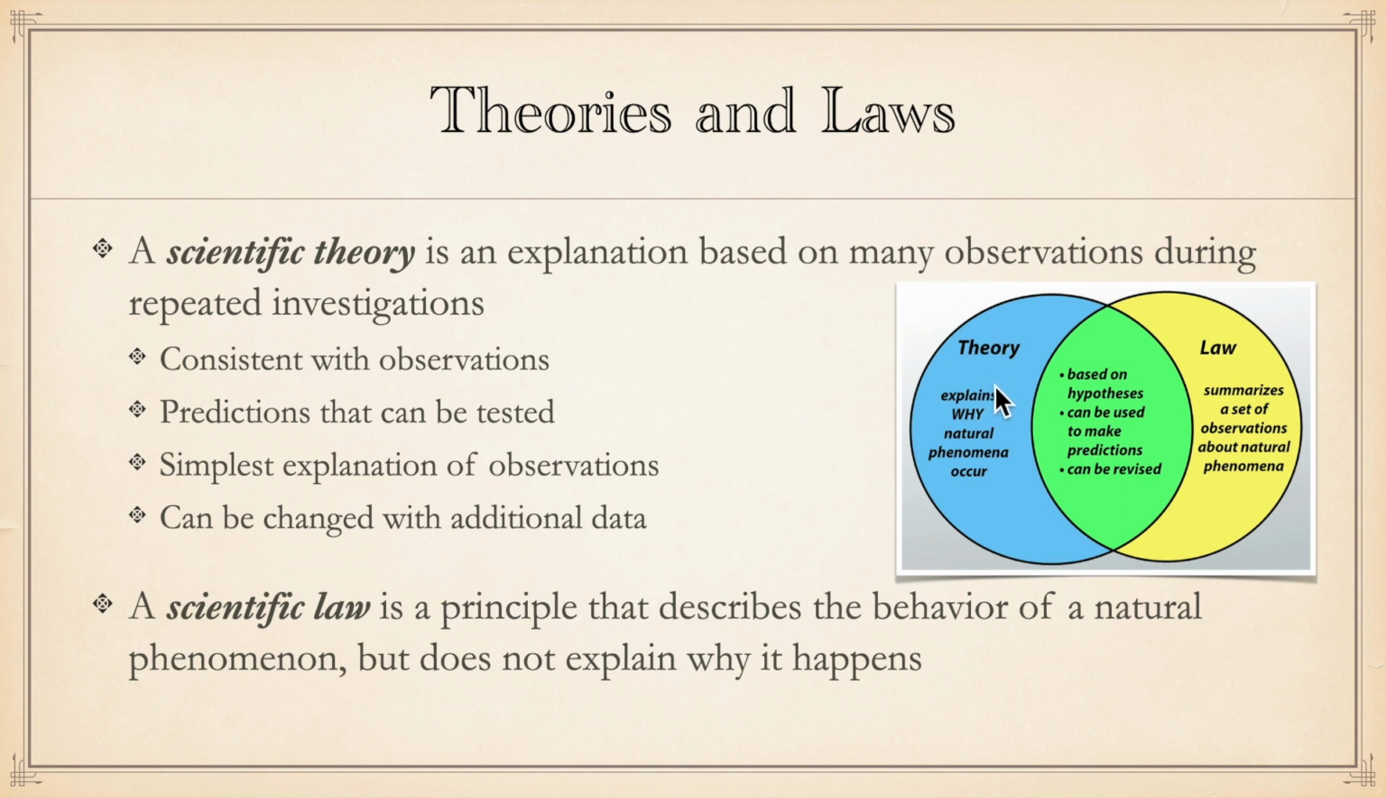So again, theory explains why natural phenomena occur. Laws summarize a set of observations about natural phenomena, but don't really say why it occurs. And they have in common that they're based on hypotheses. They can be used to make predictions, and they can both be revised. Neither one of these is set in stone.